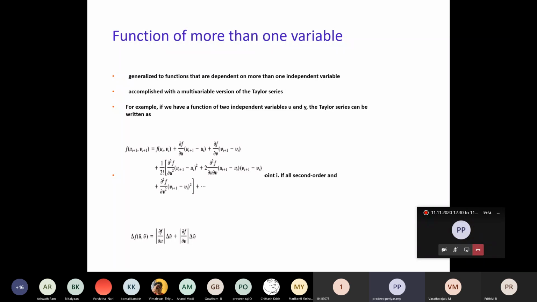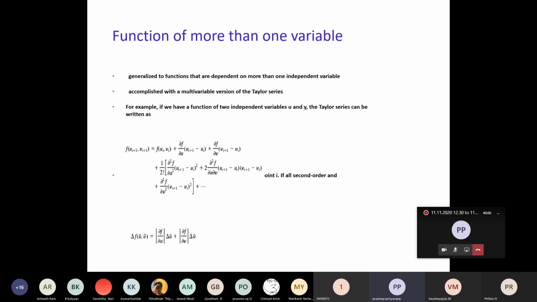Now we are going to do the same thing for the more than one variable condition. So we have to generalize the function for functions which are dependent on more than one variable. To accomplish this, we have to look for the multivariable version of the Taylor series. So for example, if you have two independent variables u and v, the Taylor series can be written as the following. So f of u i plus 1 comma v i plus 1, the same thing f of u i, v i.